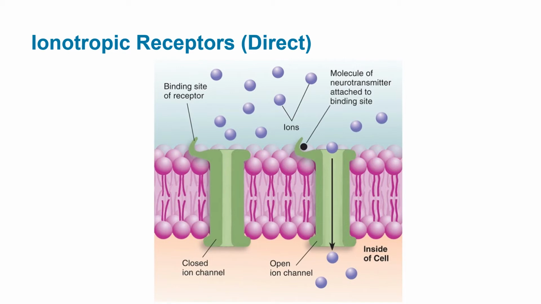So, direct ionotropic receptors. These are ones where your neurotransmitter binds to a direct postsynaptic receptor. These are really easy to explain, and really easy to think about. It binds to that, and it opens up the ion channel. Very easy, very simple. If there isn't one there, like here, the ion channel is closed. If there is one, the ion channel is open. So it's very simple to think about.